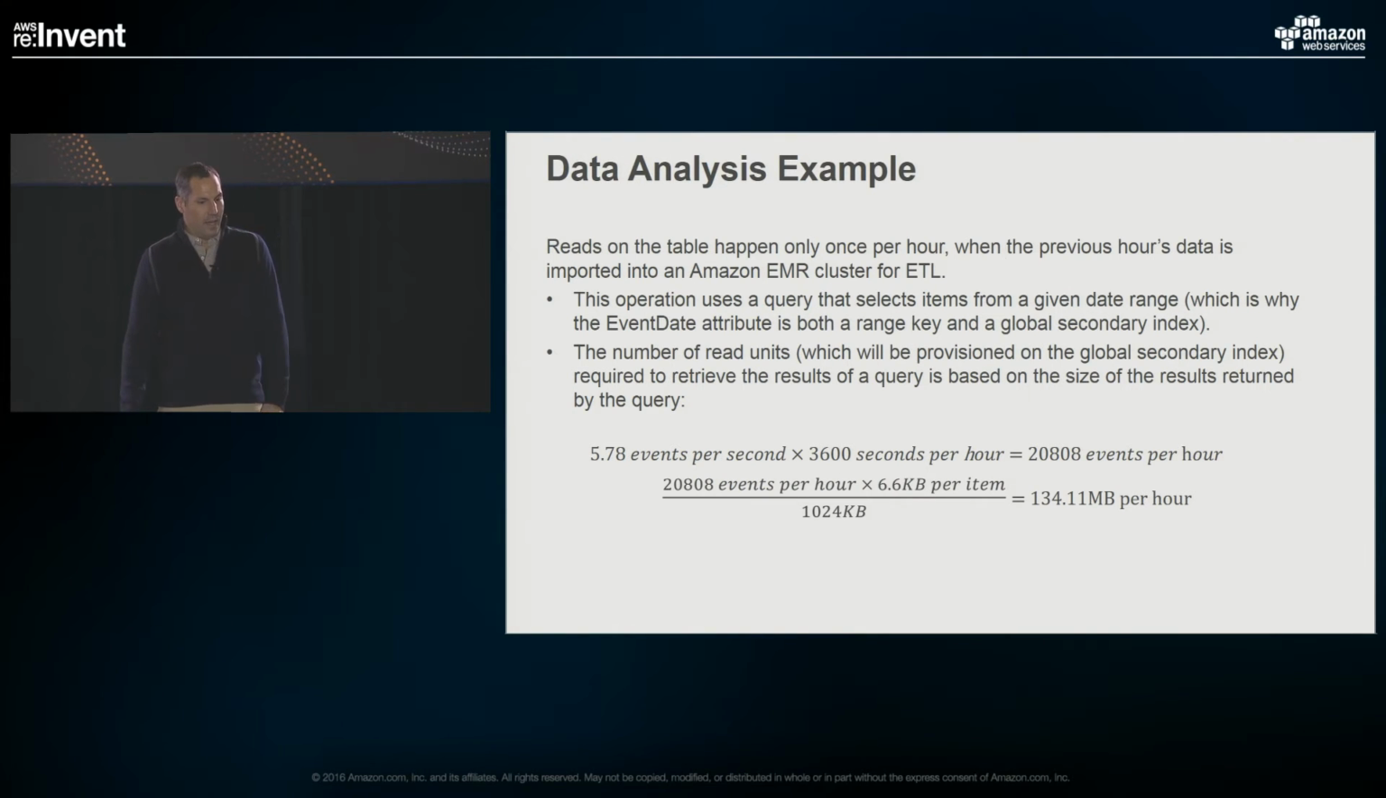So we know we have the 5.78 events per second, and we have 3,600 seconds per hour. So that means we're getting 20,808 events per hour at a size of 6.6 KB. In order to read an hour's worth of events, which we apparently need to do for an ETL job, we would need to be able to read 134 megabytes per hour from Dynamo.